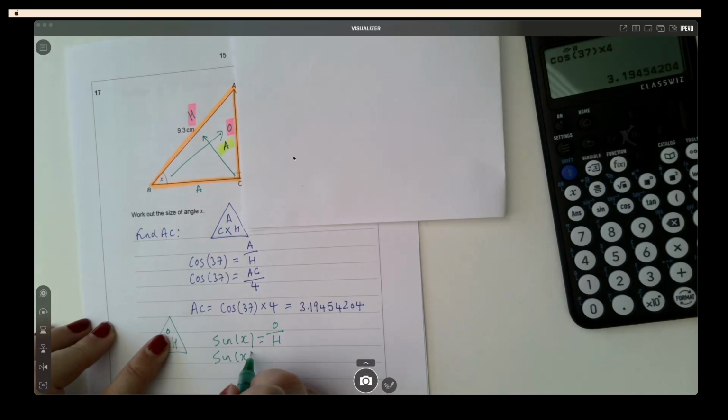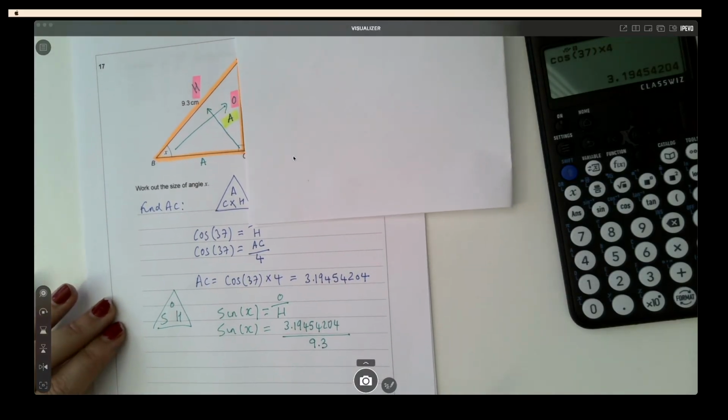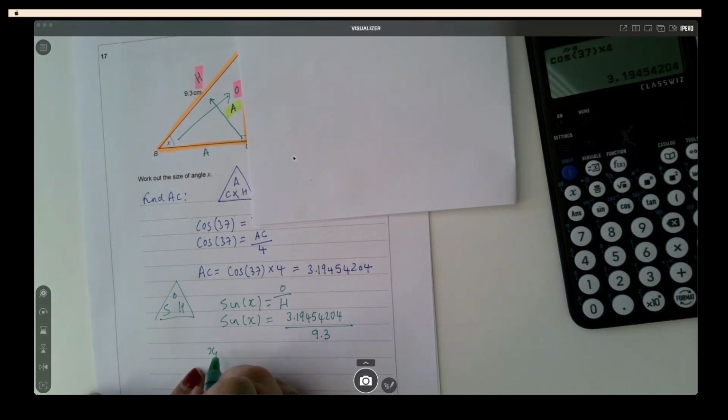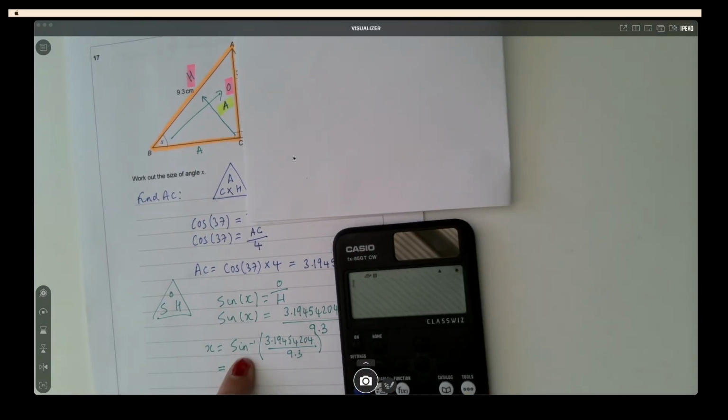So sin x equals 3.19454204, and the hypotenuse we know is 9.3. The issue is here we're finding x. So we're going to have to do the inverse sin of all of this. So 3.19454204 over 9.3. So that's what we're going to stick in our calculator. So to find the inverse sin function, you press shift and the sin button. Same for if you were working with cos or tan.